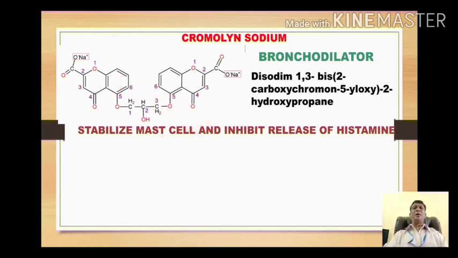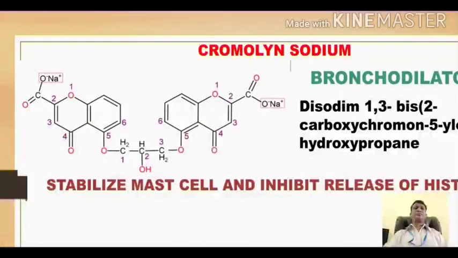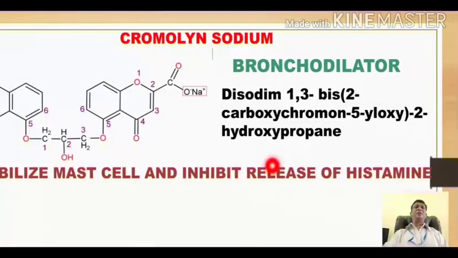This is the structure of cromolyn sodium. The sodium stands for the sodium salt. It is a bis salt of this 3-carbon alcohol which is called propan-2-ol, or you may call it 2-hydroxypropane. On position number 1 and position number 3 we have this substituent and this substituent which are exactly similar. So for this similarity we will use this nomenclature 1,3-bis. On the second position we have a carboxy group, so it will become 2-carboxy.